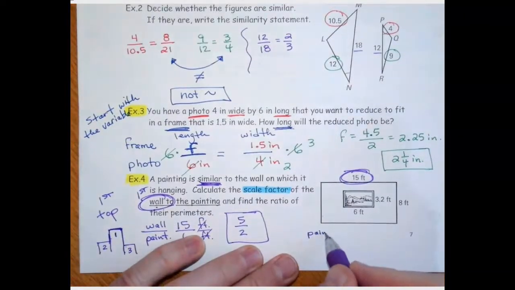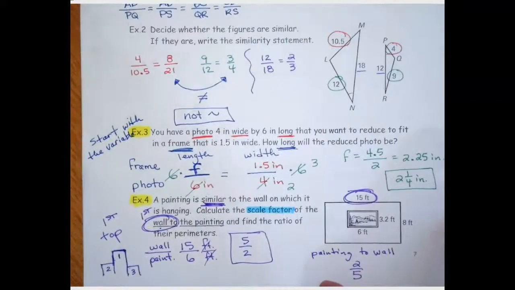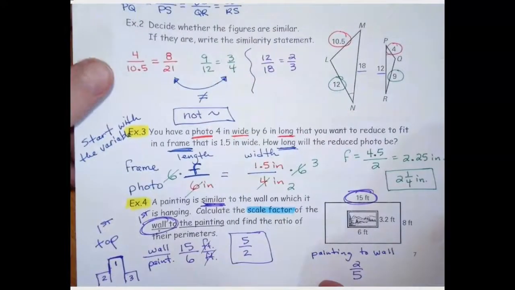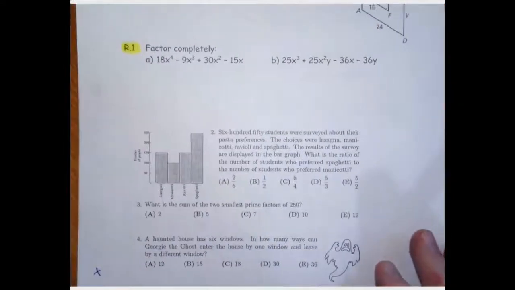If we asked for the painting to the wall, that would be the reciprocal of that. So that would be 2 over 5. Now, there is another application of that that's a little bit different, so you want to make sure. Well, we'll wait till we get there and we'll tell you the difference. Okay, so moving right along, we're almost done here. This is a pretty short one, so that's nice to get us back into things here.